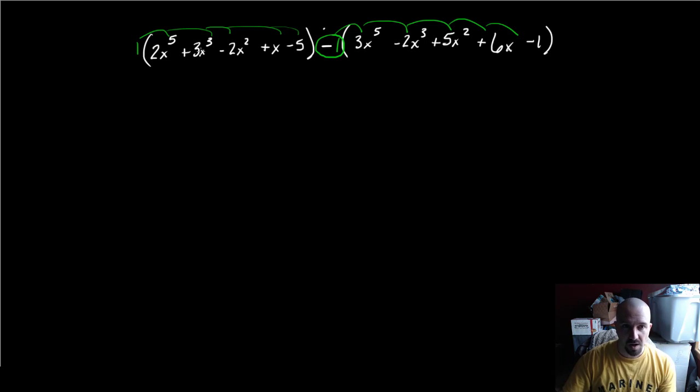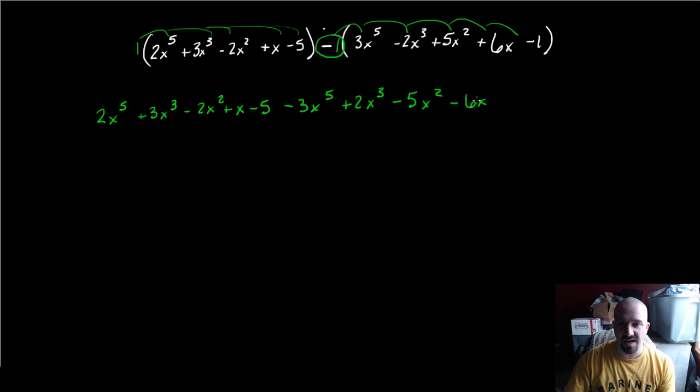So the 1 here is not going to change anything, so we're just going to have 2x to the 5th plus 3x cubed minus 2x squared plus x minus 5. Then I'm going to complete this by simply moving on with that negative 1 multiplying through. Negative 1 times 3 is a negative 3x to the 5th. Negative 1 times negative 2 is a positive 2x cubed. Negative 5x squared, negative 6x, and finally a positive 1.